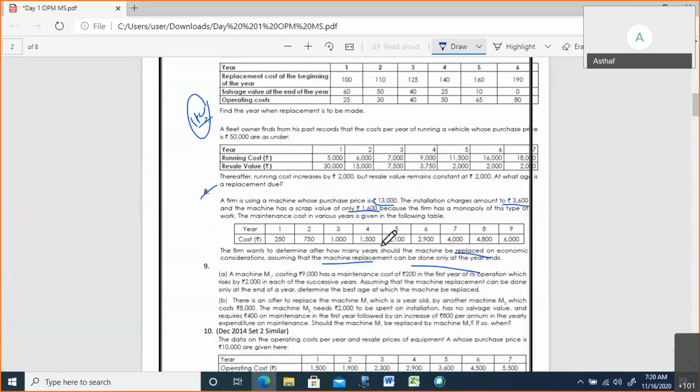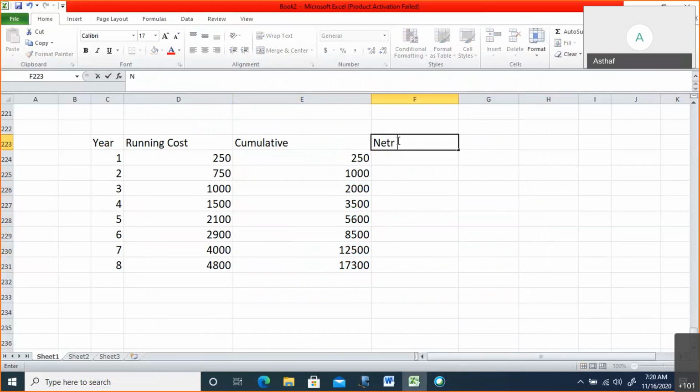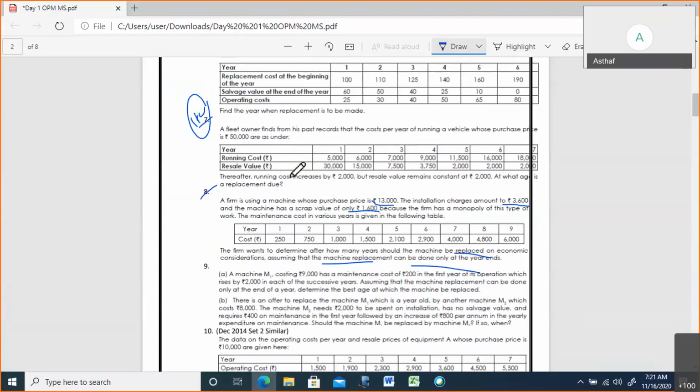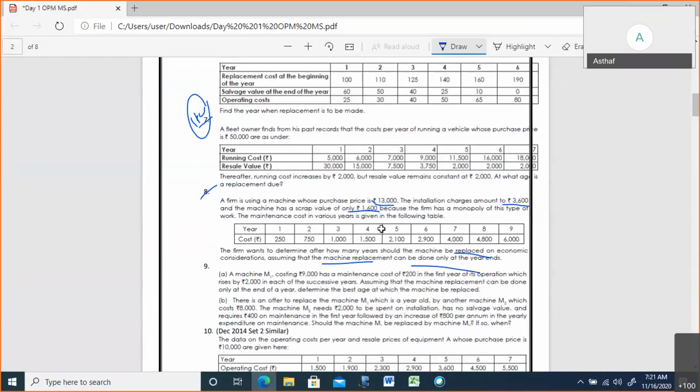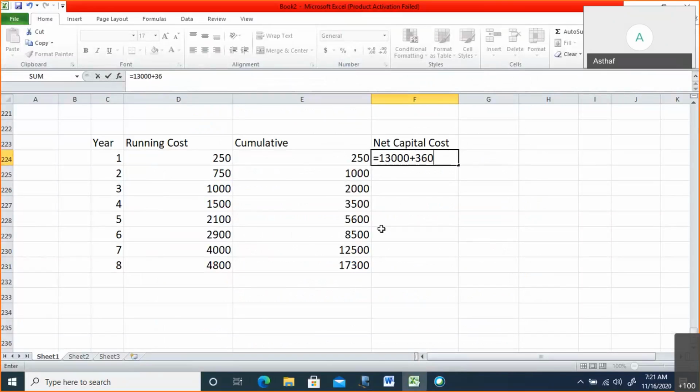Next, after the cumulative running cost, the most important thing in this case is the calculation of net capital cost. See the last problem, note about the scrap value, but here it is not there. So from this we can take 13,000. This is the common purchase price. There is an installation amount of 3,600. So your total purchase comes out to 16,600.